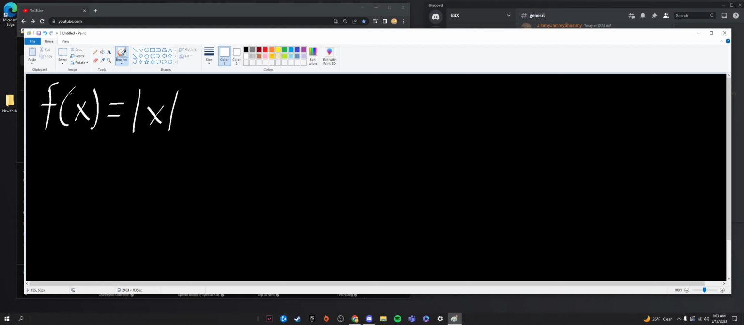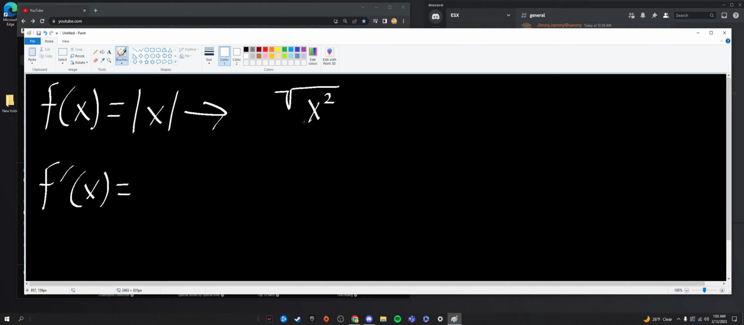So we have f of x equals, obviously, the absolute value of x, and we're going to find its derivative, and we'll integrate it the lame way, the boring way. So recall, or don't recall, I'll just tell you, this can be rewritten as the square root of x squared.